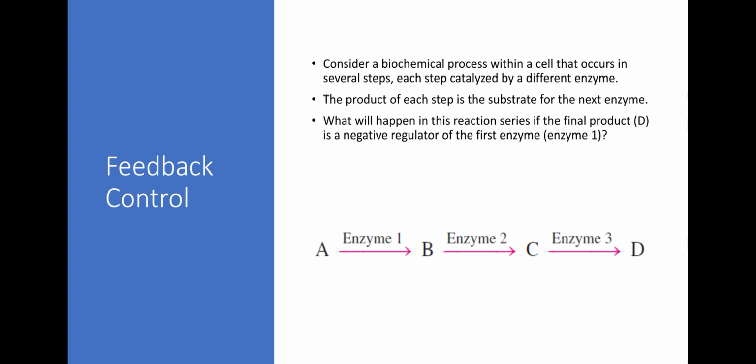Consider a biochemical process within a cell that occurs in several steps. Each step is catalyzed by a different enzyme. The product of each step is the substrate for the next enzyme. So for this illustration, what will happen in this reaction series if the final product is a negative regulator for the first enzyme?